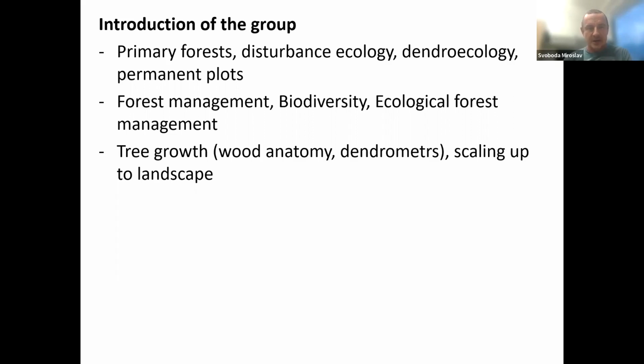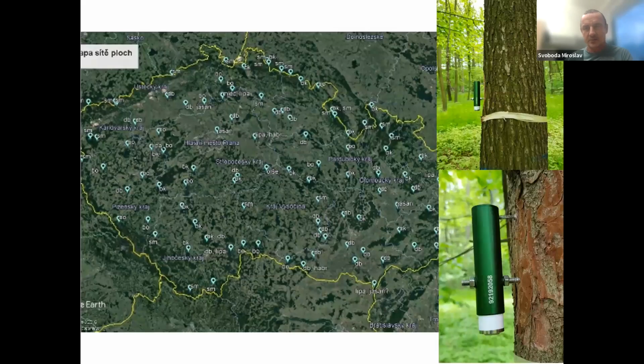Also, what we started to do in the last few years is wood anatomy and dendrometers, which we are using to understand the effect of climate change on the tree, but also stand and landscape level growth in our country. We have about 1,000 dendrometers installed in the field, and we are all excited about this new project. Of course, it's very time consuming, really difficult, but I think it's a nice way to understand what's going on in terms of climate change and tree growth. But again, I'm not going to talk about it, but if someone would be interested in the future, we would be very much interested in cooperation in this field.